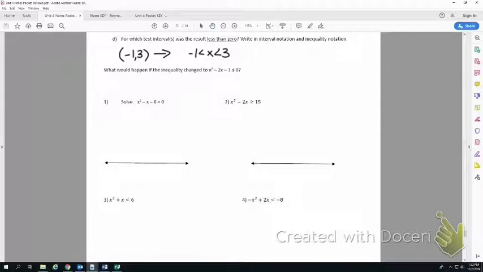Question below it says, what would happen if the inequality changed to less than or equal to 0? How would my answer change? If I was on the number line, the points would be filled in, and then what, Mackenzie? You have brackets around the numbers. I would have brackets here, and then I would have the equal to signs there.